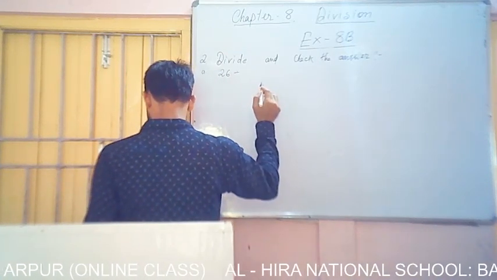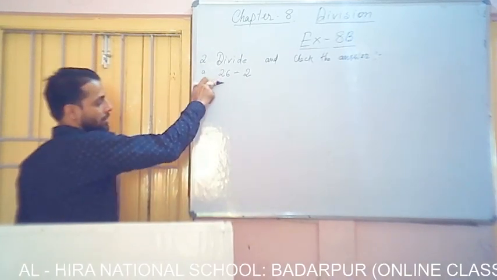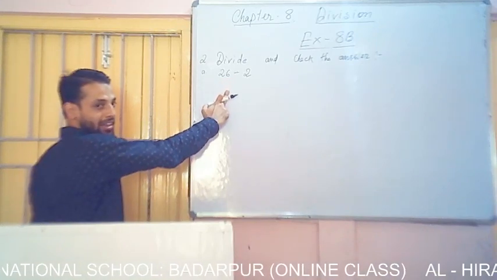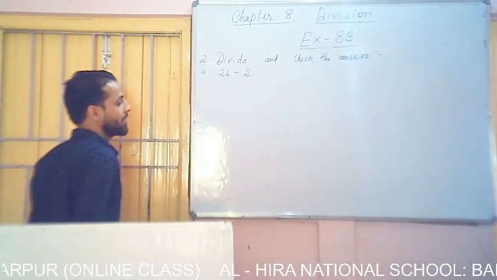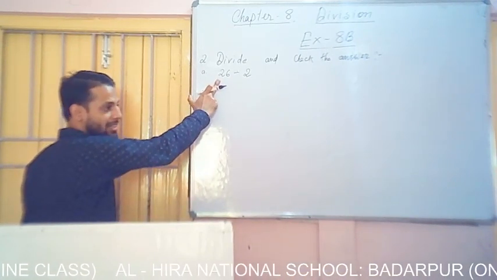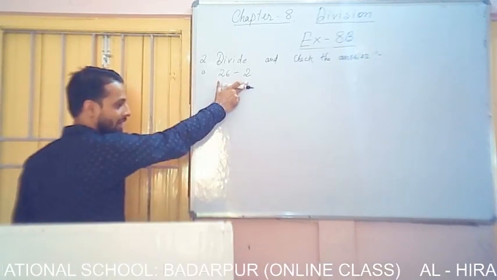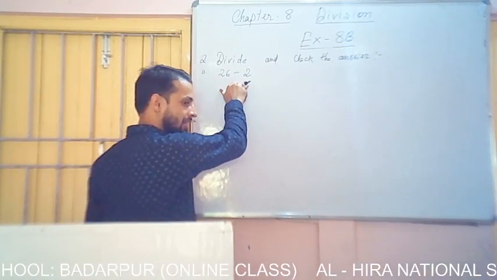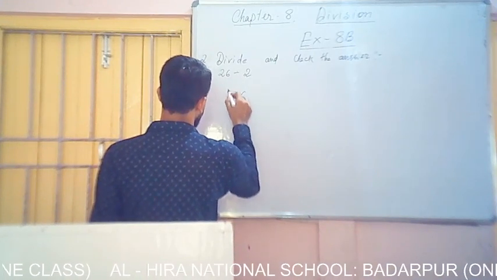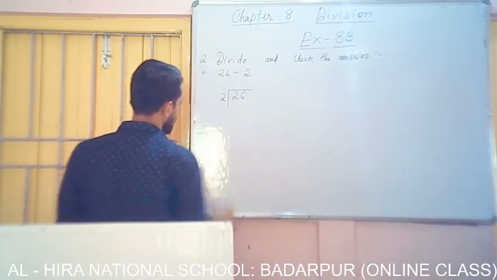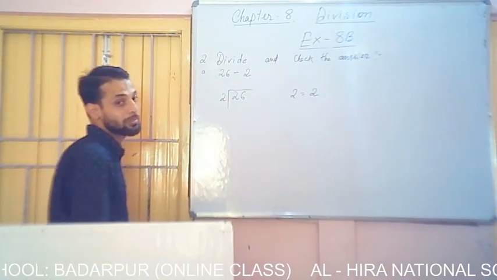26 divided by 2. Now we have to arrange. Which number are we going to divide here? We are going to divide 26 by 2. That is why 26 is the dividend and 2 is the divisor. First of all, we have to arrange these two numbers in the form of division. Then we have to divide. So here we are going to write 26 divided by 2. The dividend and the divisor 2 and 2 are both same, that means we can divide.